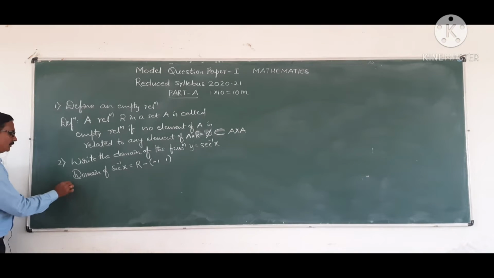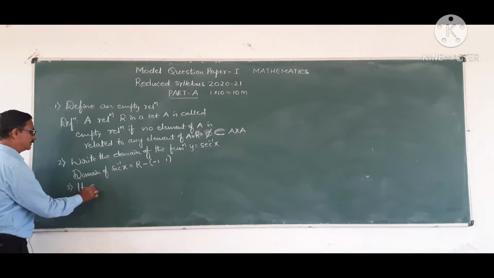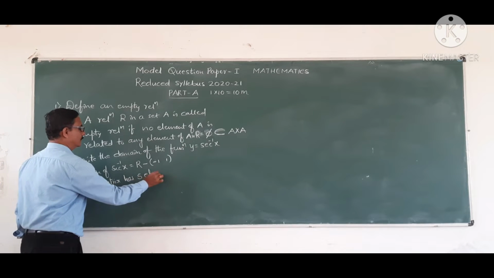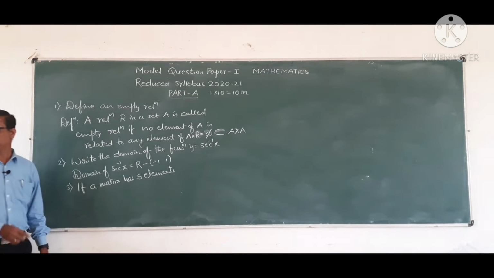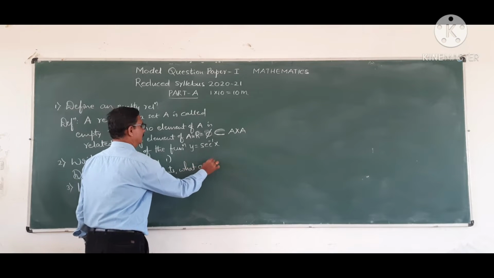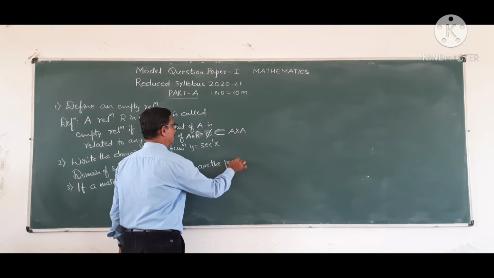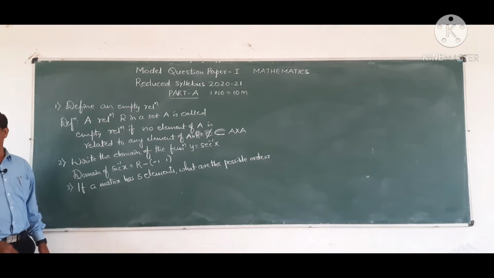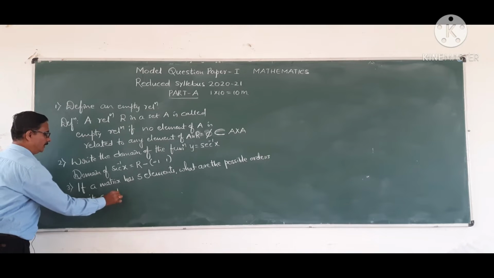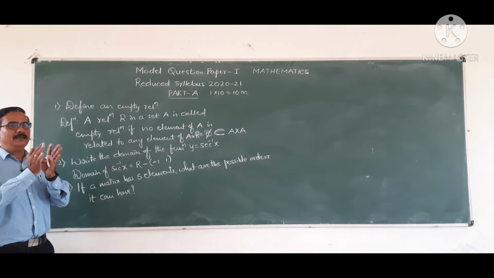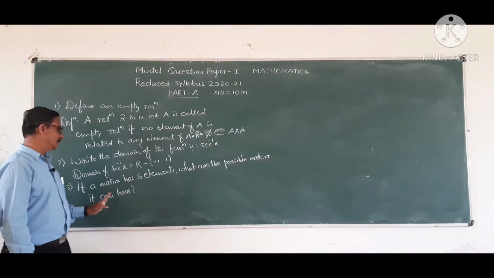Okay. Third question, 1 mark question. If a matrix has 5 elements, very simple question. If a matrix has 5 elements, what are the possible orders? Understand what is given: a matrix has 5 elements. So what are the possible orders it can have?